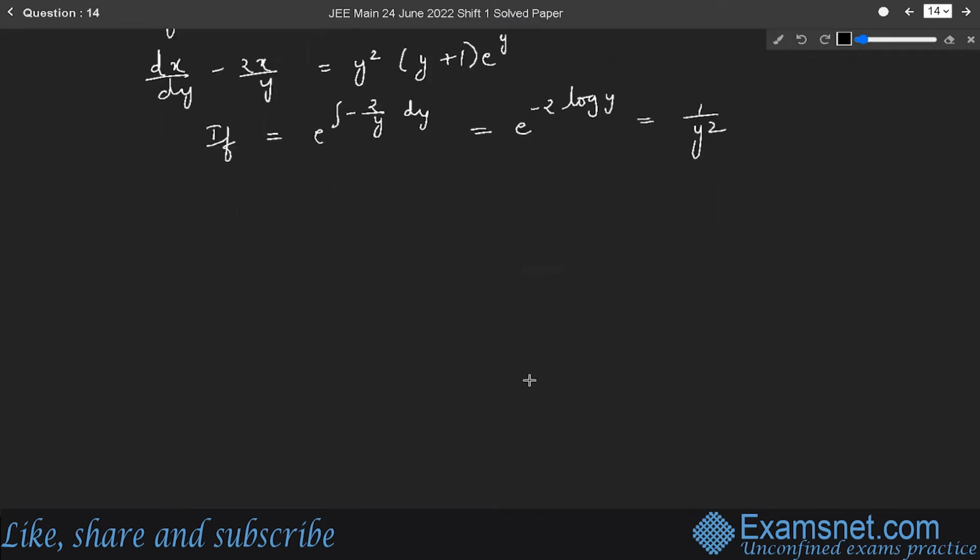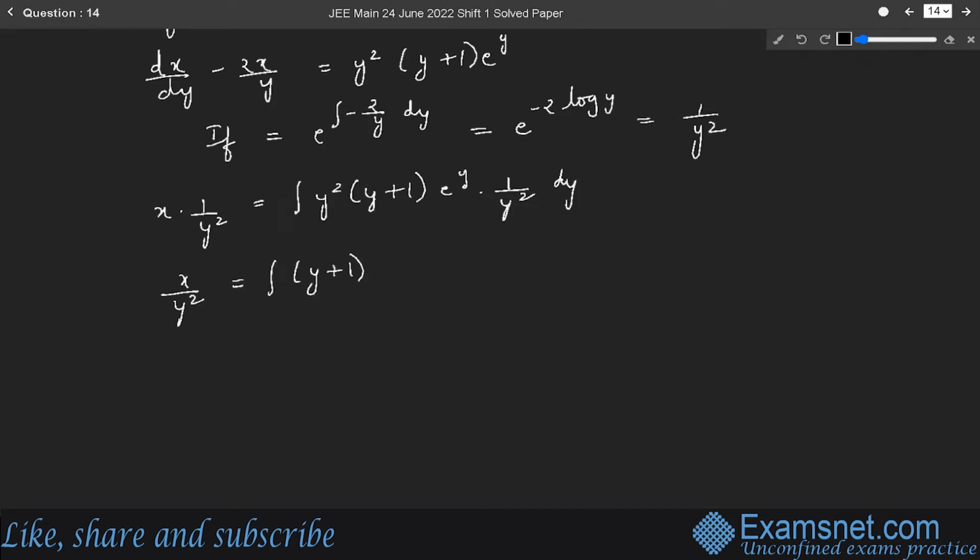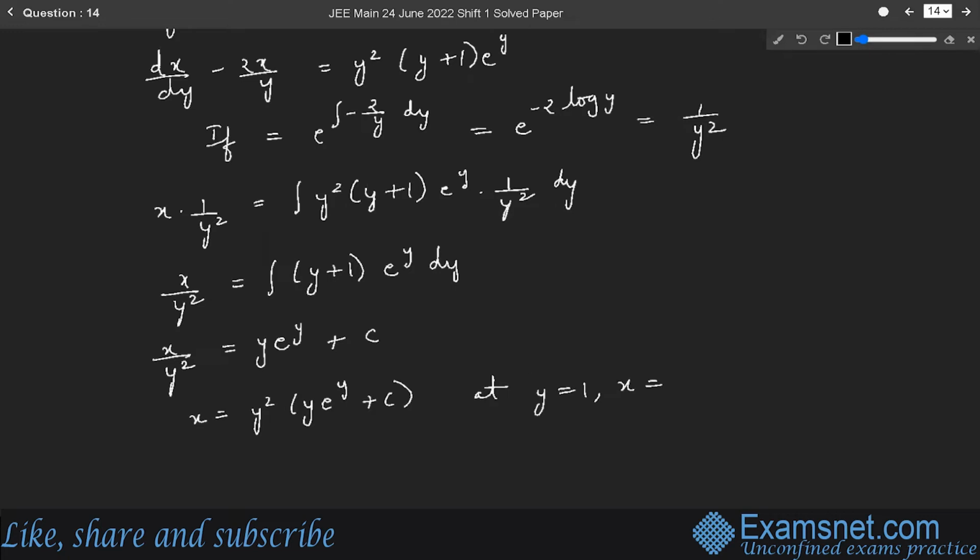Now, the solution of this equation is given by x into 1 upon y square is equal to integral of y square into (y plus 1) into e power y into 1 upon y square dy. So x upon y square will be equal to integral of (y plus 1) into e power y dy. So x upon y square will be equal to y into e power y plus c. So x will be equal to y square into (y e power y plus c), at y is equal to 1 and x is equal to 0.